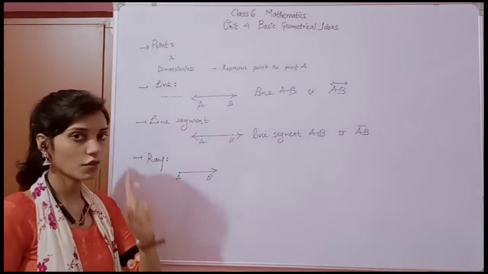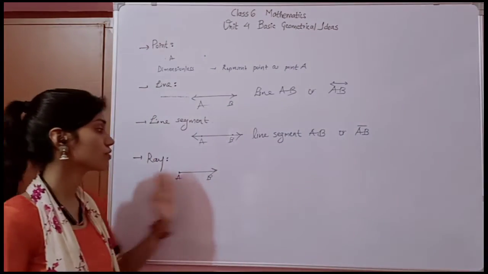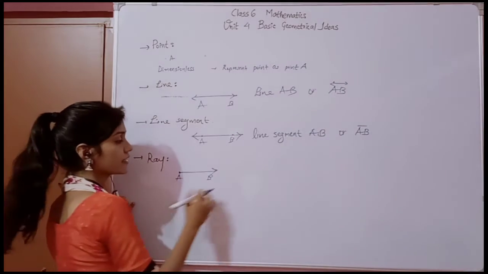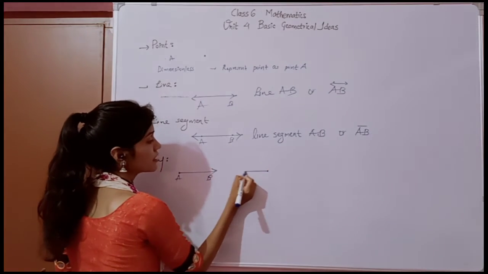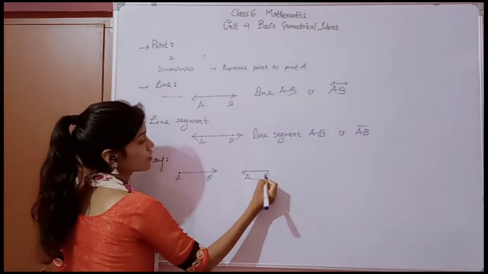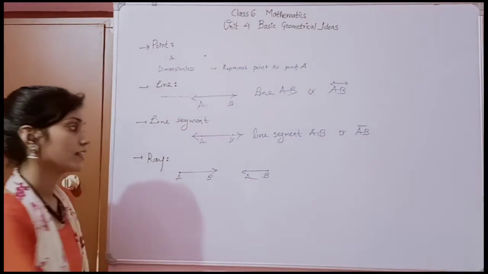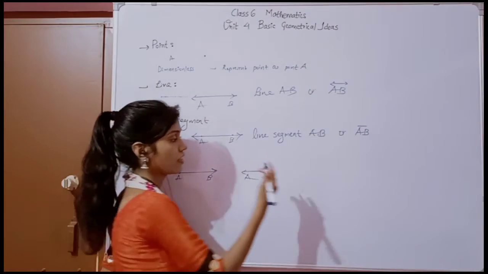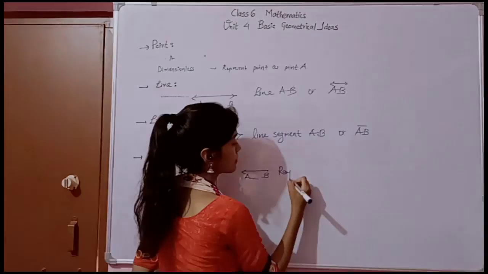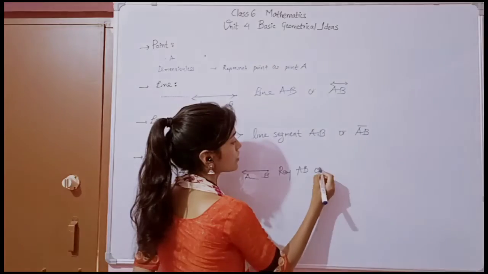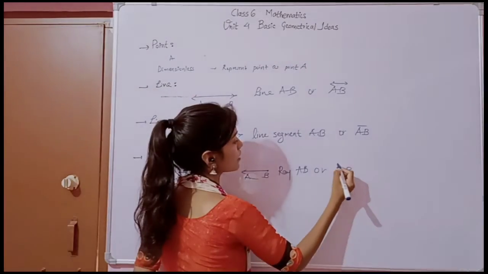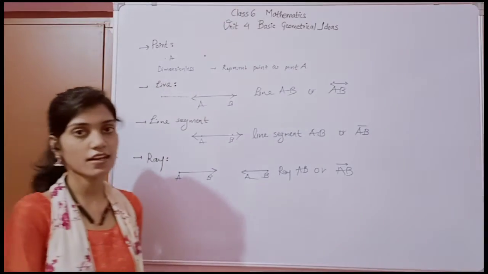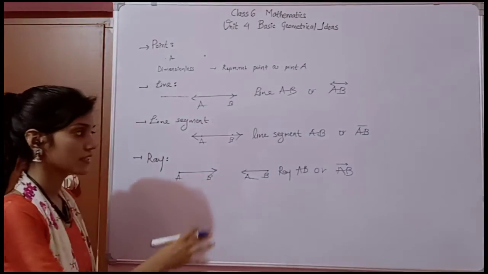A line having only one endpoint and it moves toward infinity in one direction. You can draw a ray in this way, or you can draw it in this way also. So this is what a ray is. Now how am I going to represent the ray? You can write ray AB, or you can write AB and over it you can draw a ray. So this is how you represent a ray. I hope this is clear.